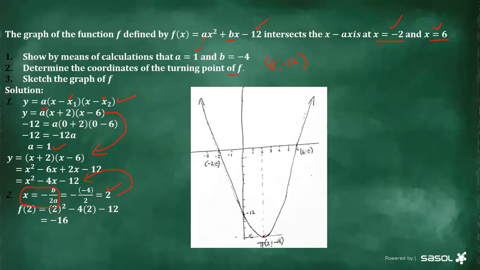You can see the turning point is 2, negative 16, and the y-intercept there is negative 12, and the x-intercepts are negative 2 and 6. And then we said a is positive, and if a is greater than 0, remember the graph is facing up, and so that is the graph. So that is the parabola graph that we had to draw.